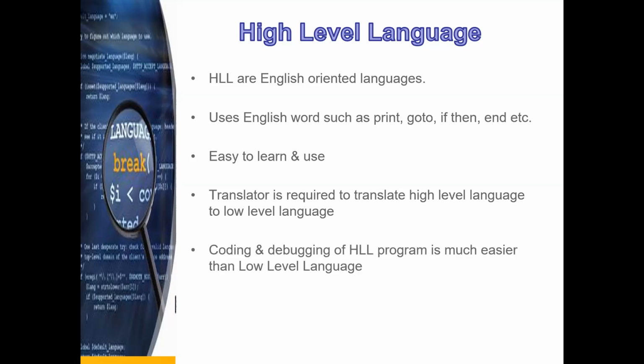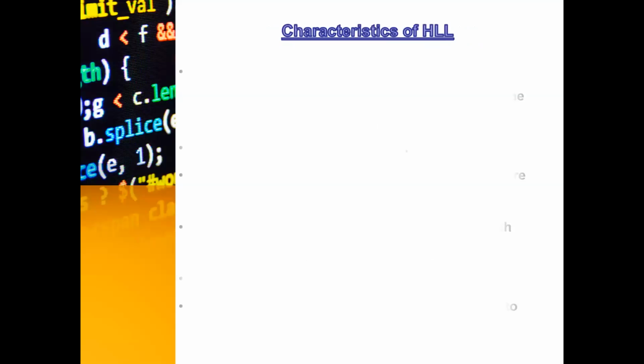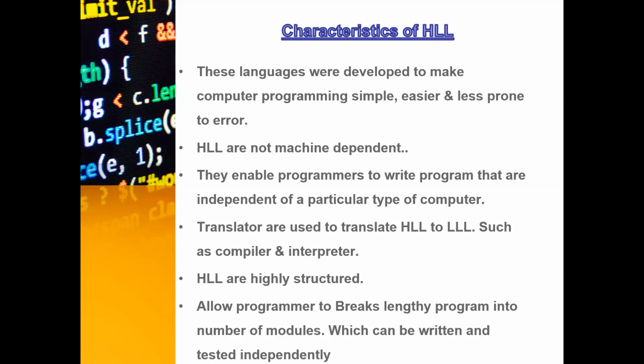Coding and debugging of high-level language programs is much easier as compared to low-level languages. These languages were developed to make computer programs simple, easy, and less prone to errors. They are not machine dependent. Obviously, this one is not a binary language. Clear? They enable programmers to write programs that are independent of a particular type of computer. Clear? Means they can make independent programs.